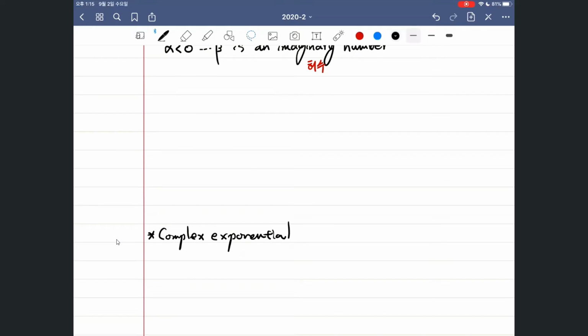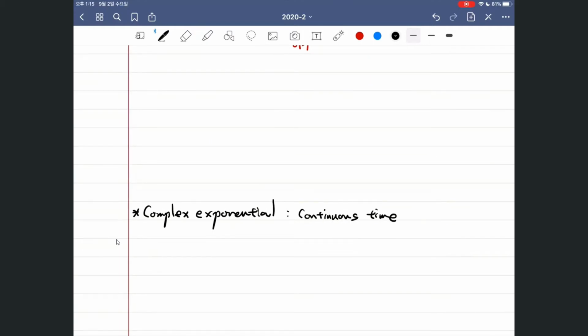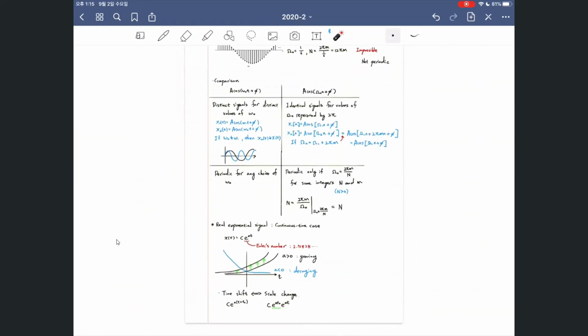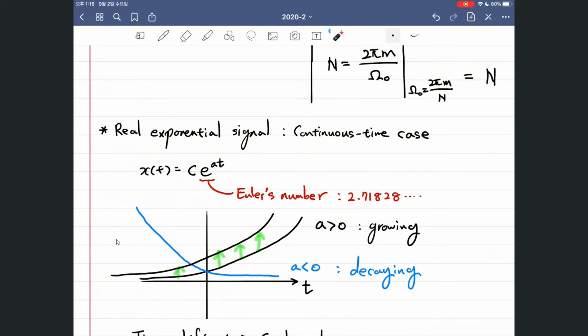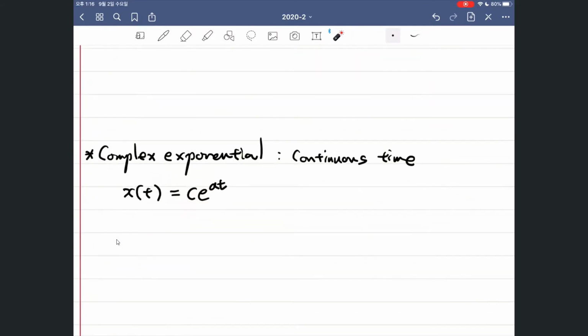So, complex exponential in continuous time. We can write down the same equation as we did with the real exponential in continuous time, which is x equals c times e to the at. But when we were dealing with the real exponential, this c and a were real numbers, but now these c and a are complex numbers. Okay, so let me assure that.